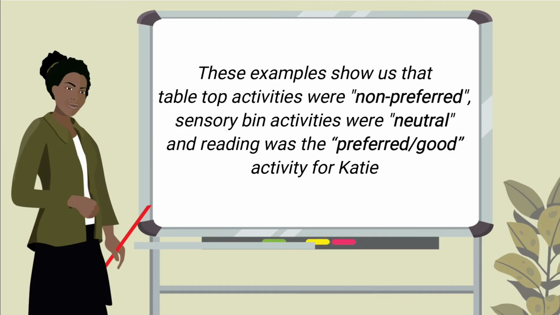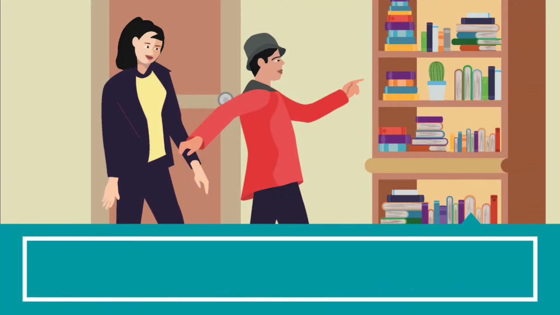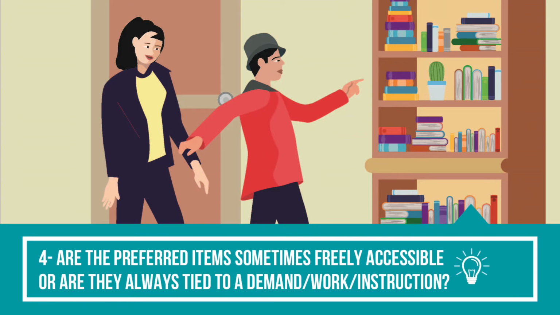These examples show us that tabletop activities were non-preferred, sensory bin activities were neutral, and reading was the preferred or good activity for Katie. 4. Are the preferred items sometimes freely accessible, or are they always tied to a demand, work, or instruction?